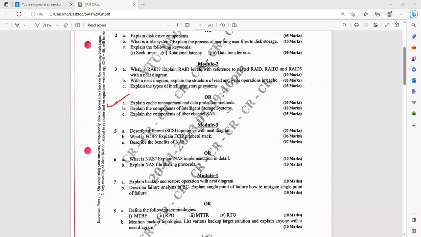Explain the components of intelligent storage systems. Explain the components of fiber channel SAN. See, this is also repeated. I have already mentioned in the question bank NAS, benefits of NAS. What is NAS? Then explain NAS file sharing protocols. All are direct questions only. So easily you can score very good marks.